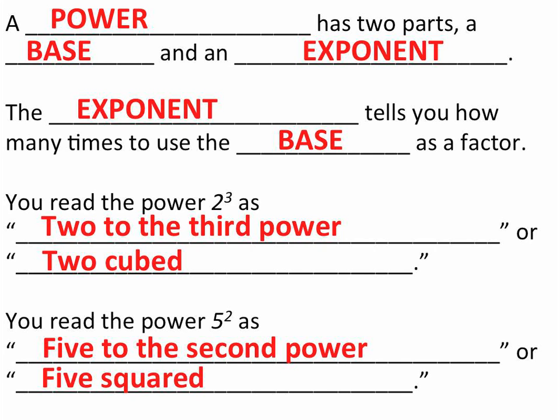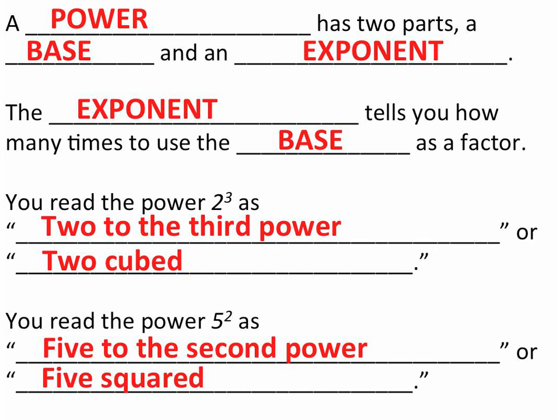Okay? If this was a little 4 up top, we would just read that 5 to the fourth power. There's really no special name like cube or squared for things like that. All right? So looking back real quick, the 5 would be the base. The 2 would be the exponent. The 2 would be the base. The 3 in this case would be the exponent. So that's telling me to do 2 times 2 times 2, 3 2's. This is telling me to do 5 times 5, 2 5's. All right?